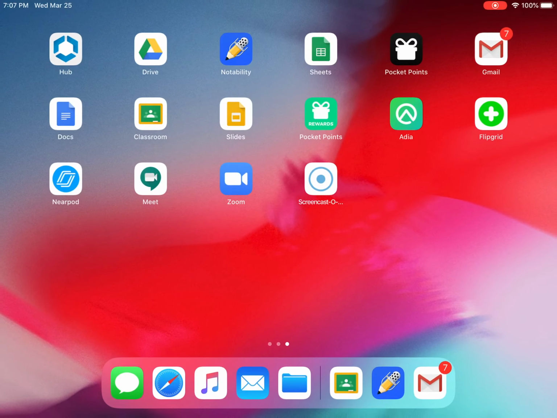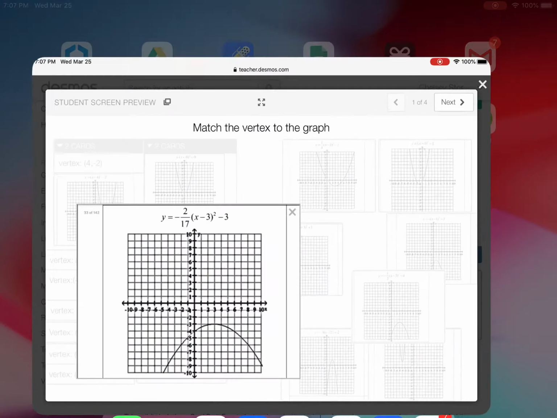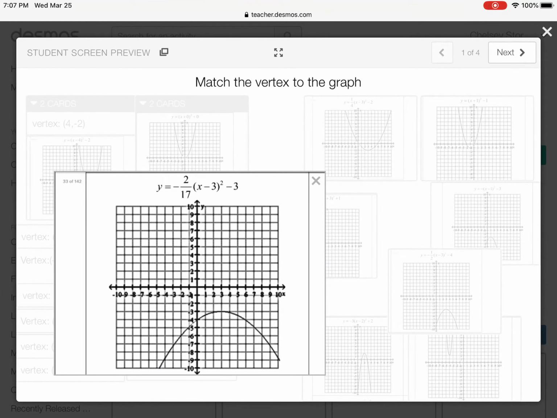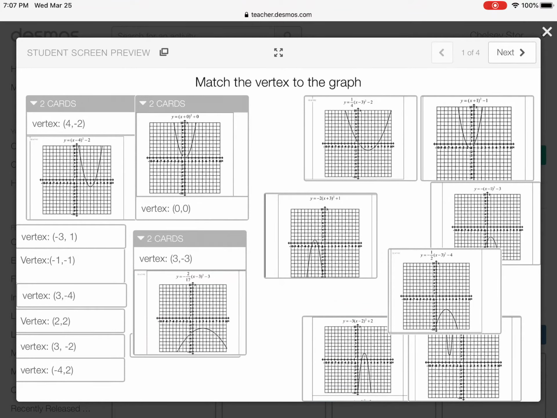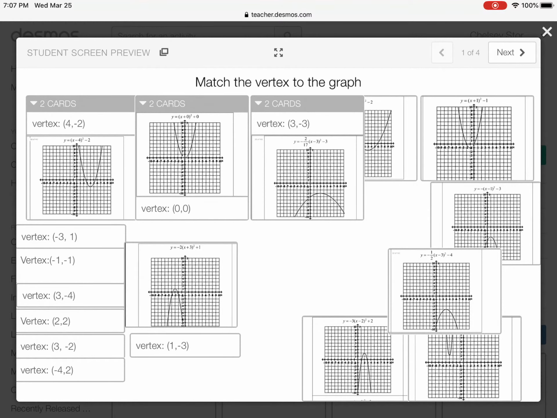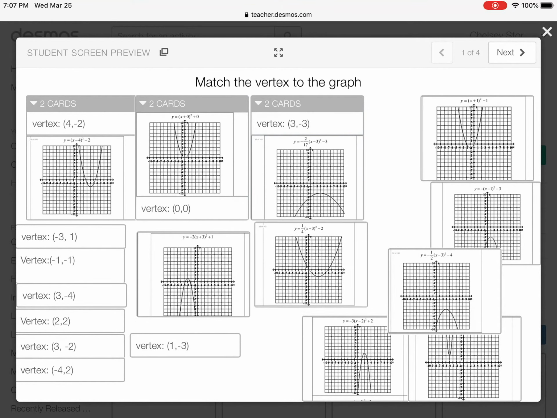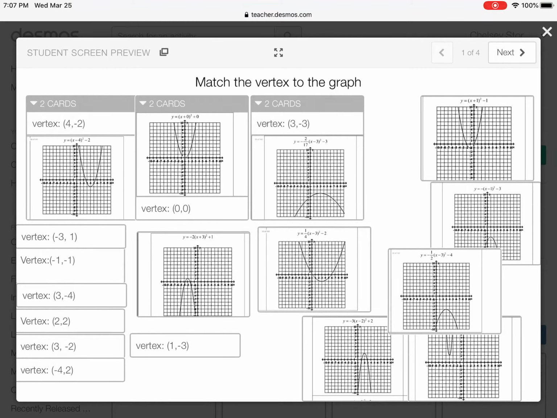So if I go back to Desmos, I'm going to try to match it up again. So I'm looking for that vertex at 3, -3. And that's all I'm looking for right now is the vertex of 3, -3. That's right here. And I put those together. Okay. So that's all you're doing is you're matching all of these cards together. You need to do the whole thing. I did not. So you're going to do screen 1.